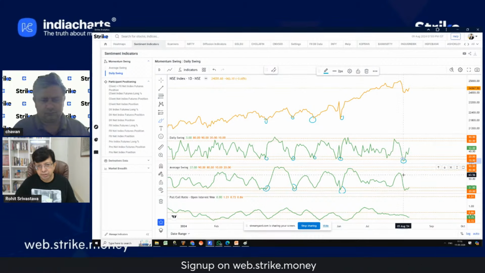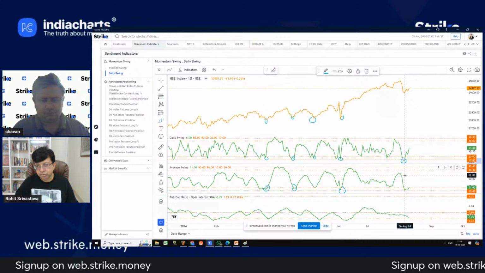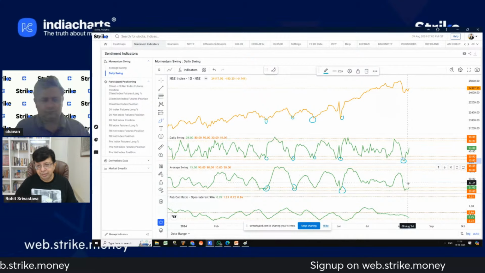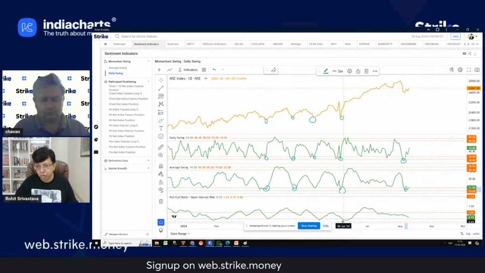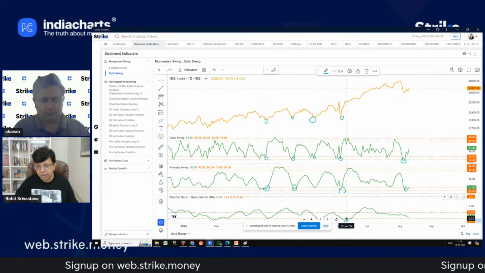This reading over here is 3. Okay. So actual closed at 3, not even intraday. And the next day, the average swing is at 11. Now I have a combination. So sometimes you get a combination of all 3. Okay. Now you look at this.